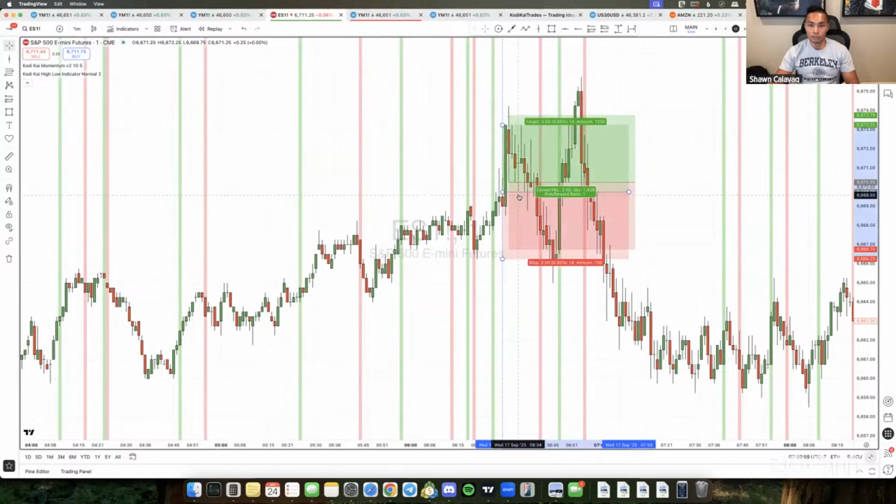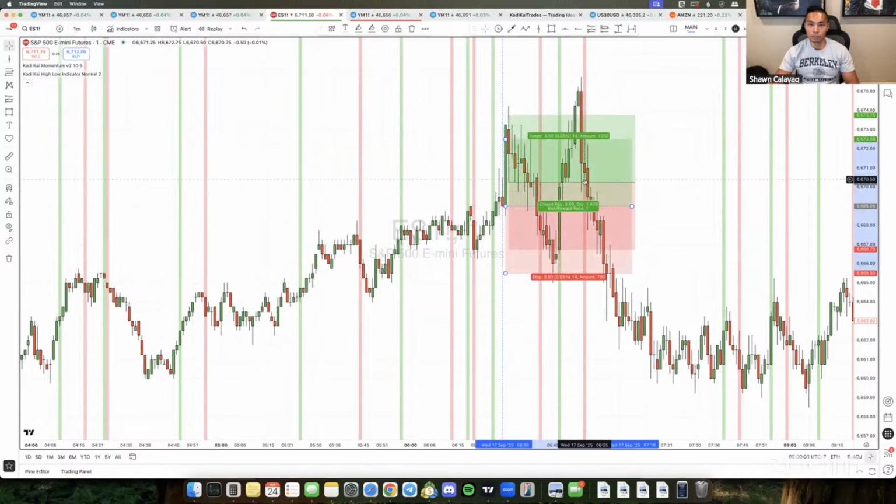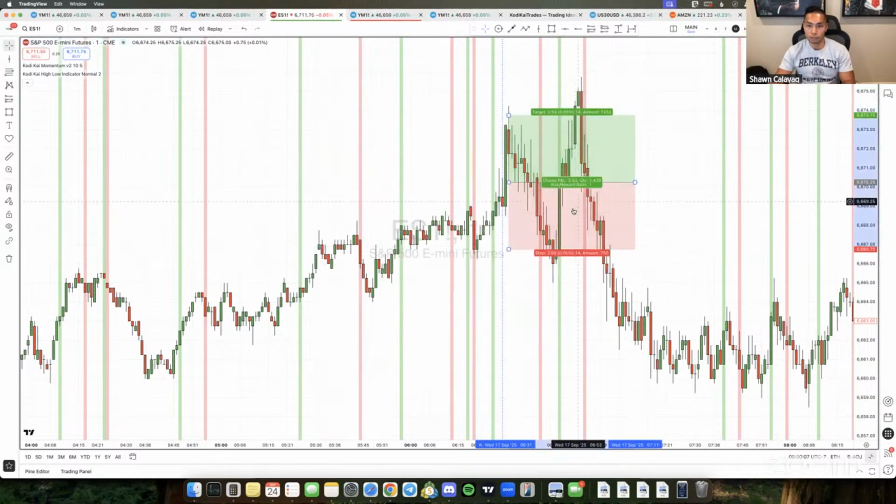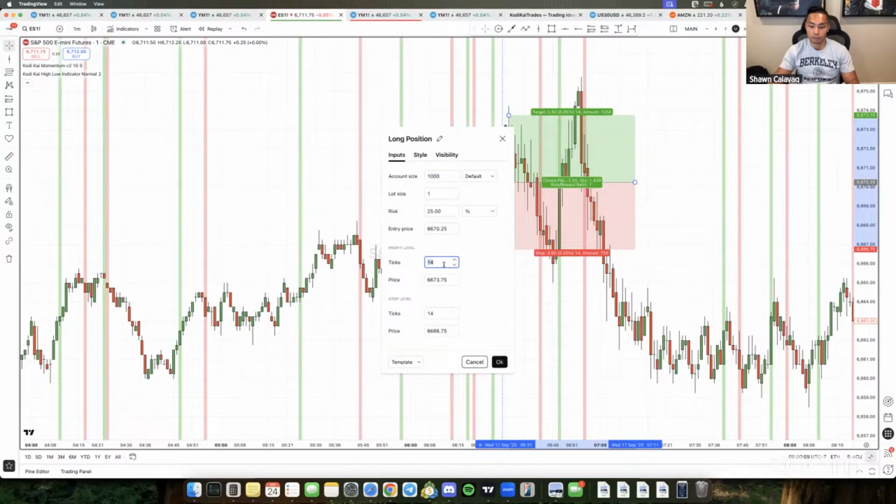The key thing here is you just want two wins per week. If you have two wins per week, you're doing a 2 to 1. So if you're doing a 2 to 1, it's going to yield a profit.